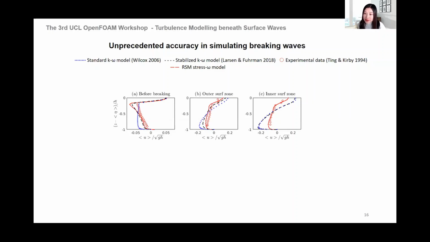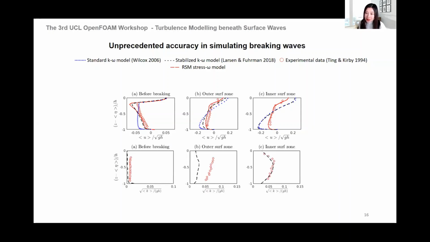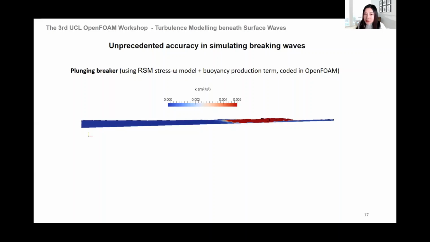And this is also the first time to achieve an accurate modeling of breaking waves from the pre-breaking zone to the inner surf zone with a single turbulence model approach. And here's a comparison of turbulent kinetic energy, also with some improvements. And one more case is the plunging breaker simulation.